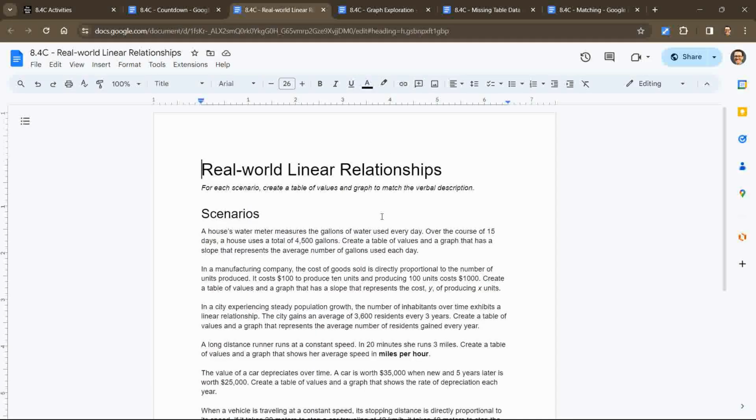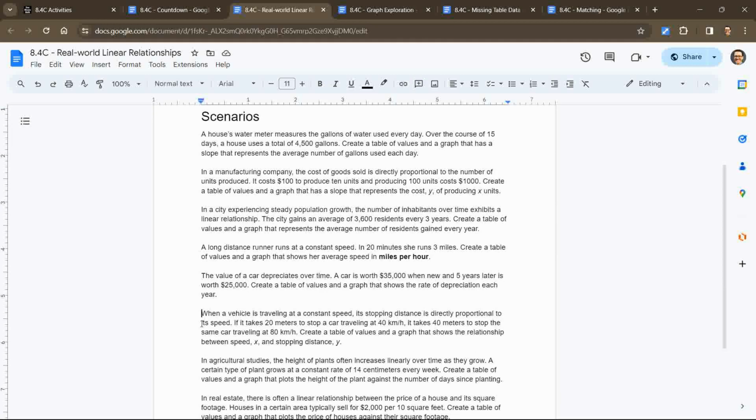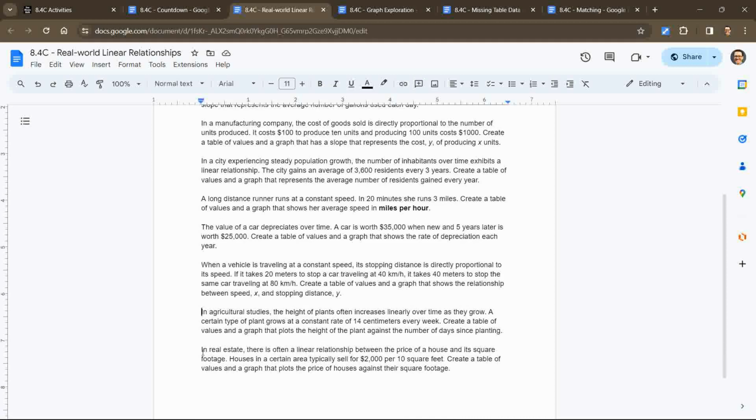So here are the real-world linear relationships, and they're just separated here by each paragraph. These are just verbal descriptions of real world relationships. So we'll take this one, right? The value of a car depreciates over time. A car is worth 35,000 when new, and 5 years later it is worth 25,000. Create a table of values and a graph that shows the rate of depreciation each year.